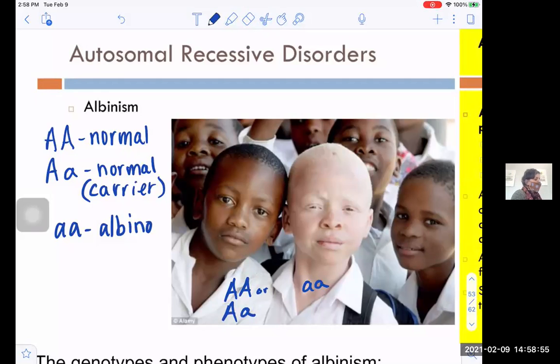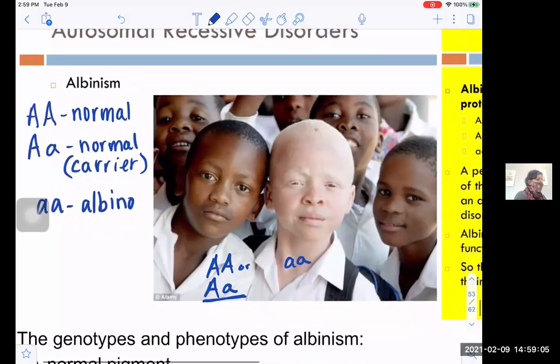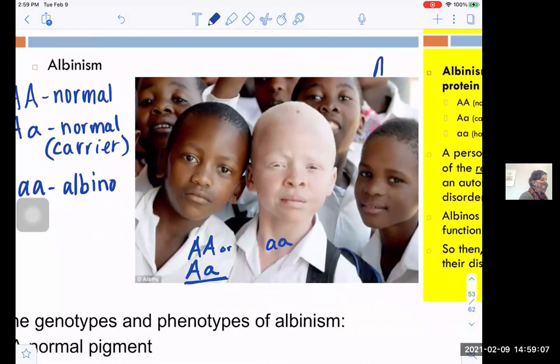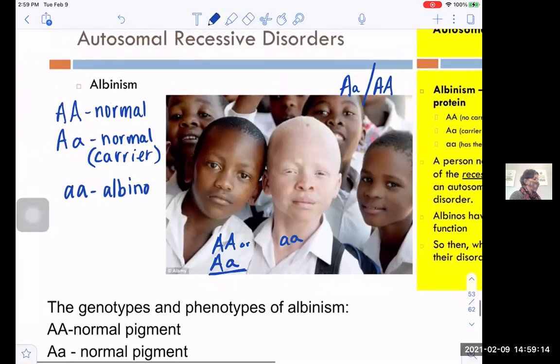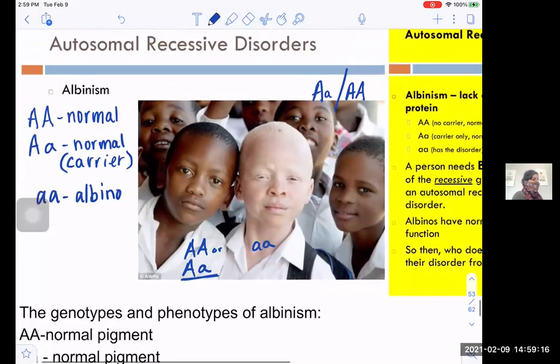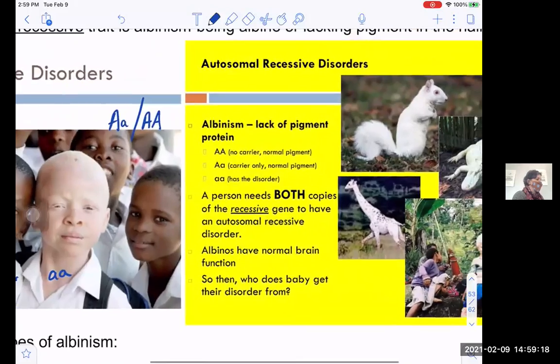So you really can't tell whether somebody is a carrier or not until they have a child with albinism. And then you're like, oh, I'm a carrier and so is my partner. So the people that don't have it are either homozygous dominant or they're carriers. All right, this also happens in animals.